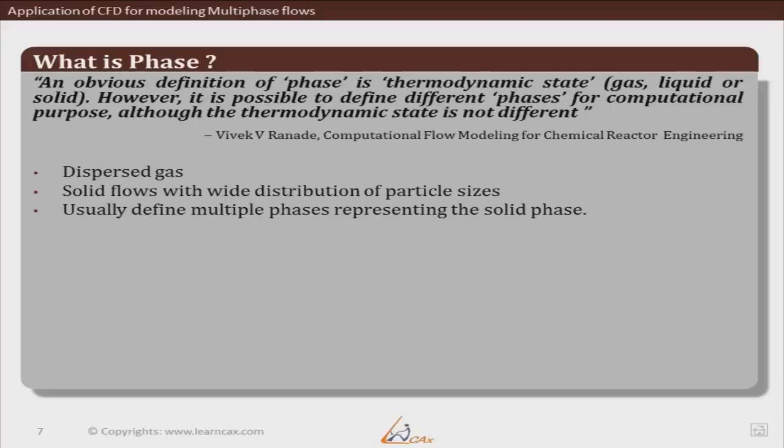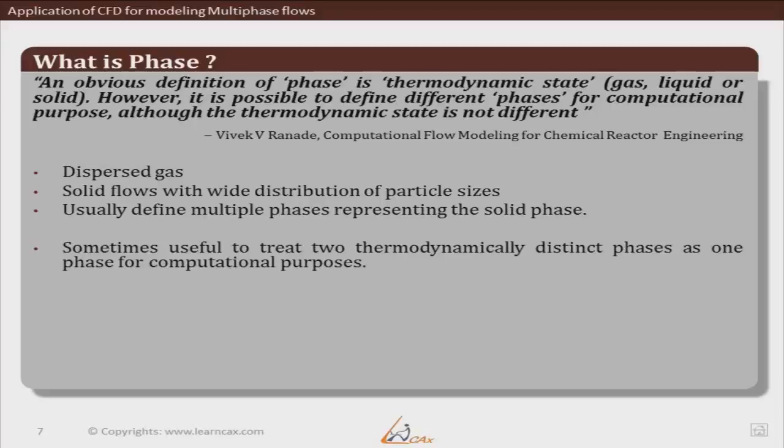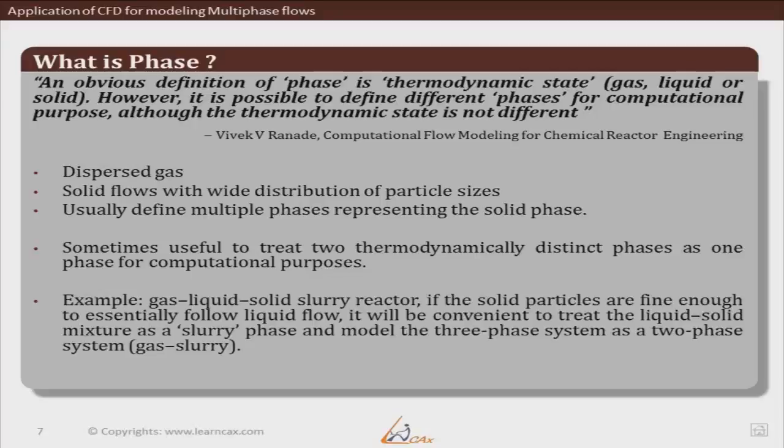Even if we have a dispersed gas, where solid particles are dispersed within a gas and they have a wide variety of distribution, these groups of solid particles can be treated as different phases if they show different flow behavior. Also, sometimes it is useful to treat two thermodynamically distinct phases as one phase for computational purposes. An example is, let's say we have a gas, liquid and solid, which make up three phases, in a slurry reactor where solid particles are fine enough to essentially follow the liquid flow.